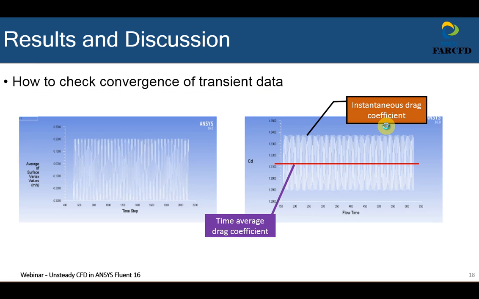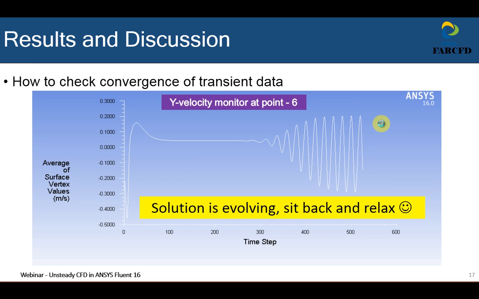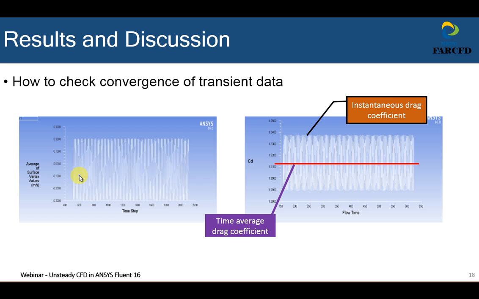You can notice initially y velocity is varying randomly, and after around 500 to 600 iterations, it has gained a periodic pattern. Now the solution is converged as per the unsteady CFD rules we have just discussed. Now this is the time when we will start to collect the data for further processing, such as finding the average drag and lift coefficient, and we will show you the same shortly in part 2 of this workshop.